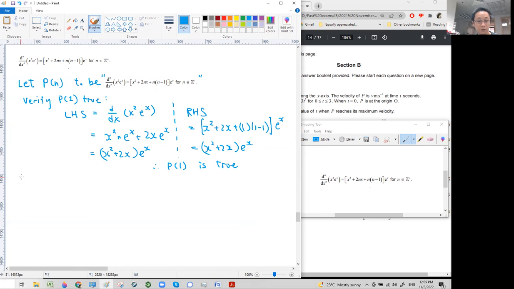The inductive step now involves the assumption that Pn is true for n equal to k, where k is some whole number. And I typically write, I'll just rewrite the original statement. The kth derivative of x squared e to the x equals all this.